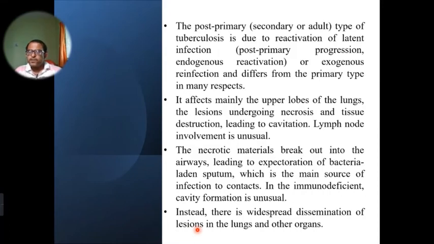Now, in the immunodeficient, cavity formation is unusual. Instead, in those persons where there is low immunity, there is a widespread dissemination of lesions in the lungs and other organs. In persons with immunodeficiency, like HIV patients, the cavity formation does not take place in the post-primary infection. Instead of that, this pathogen spreads through the blood to other organs of the host.